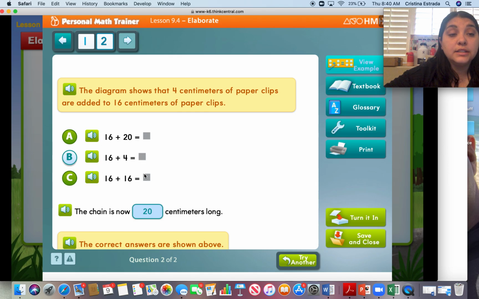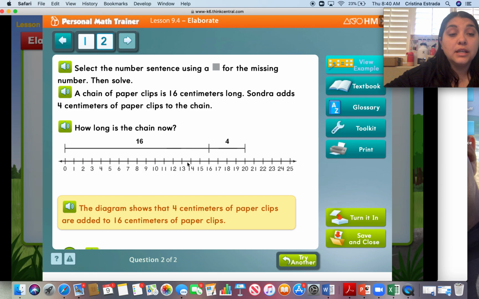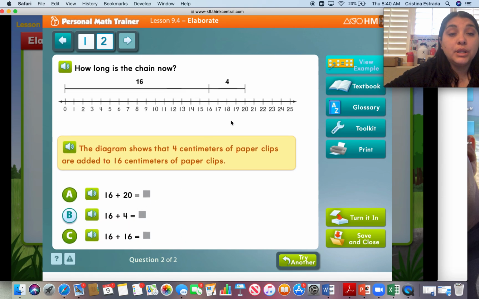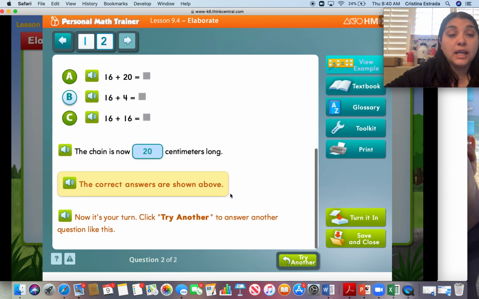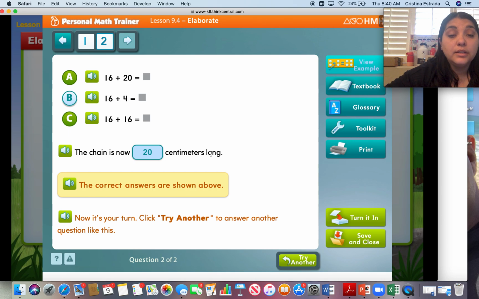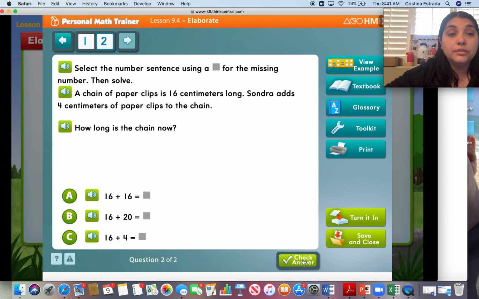Now the next thing that we would do is go down here and select our problem. Is our problem saying 16 plus 20? Or is it 16 plus 4? Or 16 plus 16? And here it's already chosen for us. 16 plus 4 is our number sentence, and our answer is 20. And now we'll go ahead and try another.